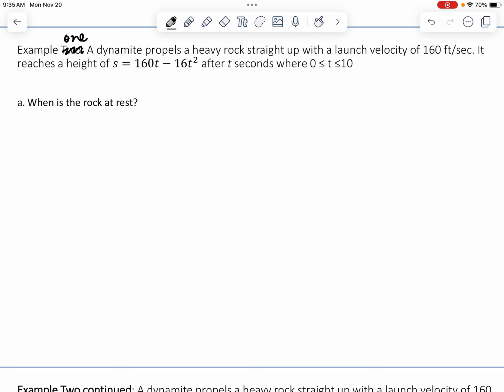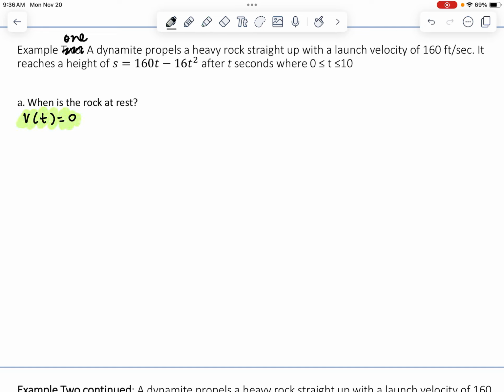And so this example 1 says a dynamite propels a heavy rock straight up with a launch velocity of 160 feet per second. It reaches a height of s equals 160t minus 16t squared after t seconds, where 0 is less than or equal to t, which is less than or equal to 10. So the first question says, when is the rock at rest? One important piece of information to remember is that something is at rest when its velocity equals 0. So that's one key piece of information I need to know.